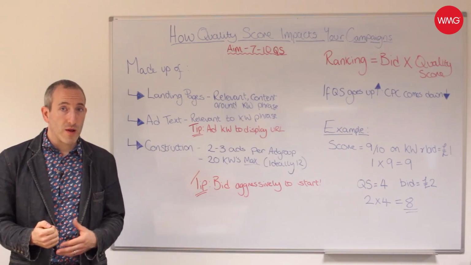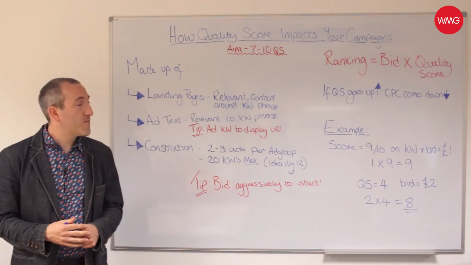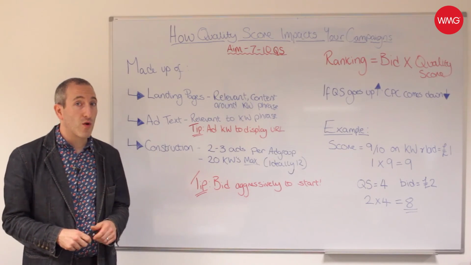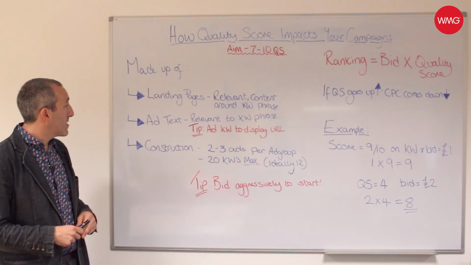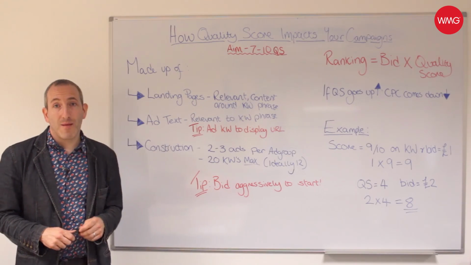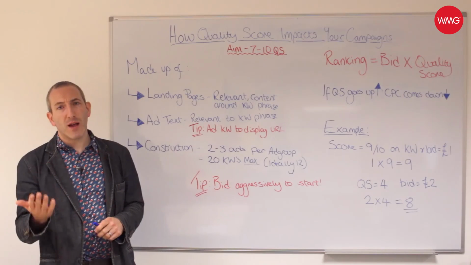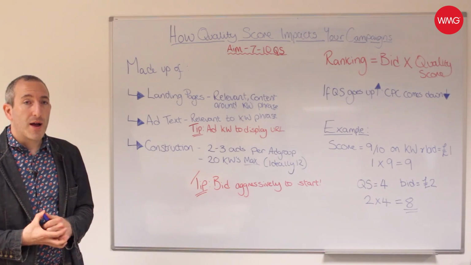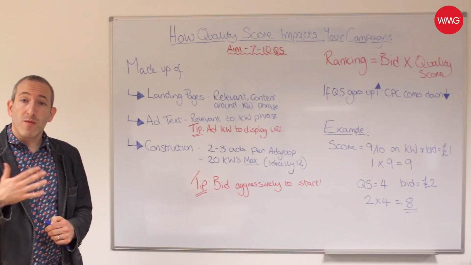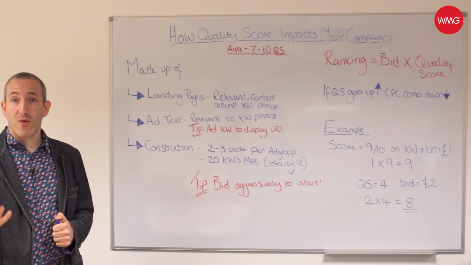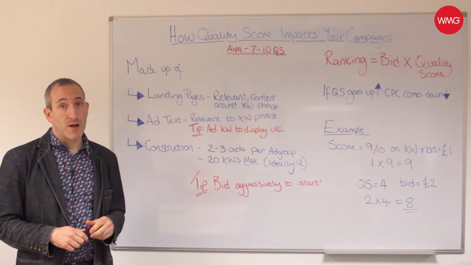So how does this quality score come about? How is it made up? Well, there are three main factors as to making sure that you can get a good quality score on your keywords. There's landing pages, ad text, and there's the actual campaign construction. So if we talk first about landing pages, your site has obviously many pages, and for your purposes you want to make sure that the end user gets on the best landing page possible, which has the most relevant information based on what they're actually typing in.